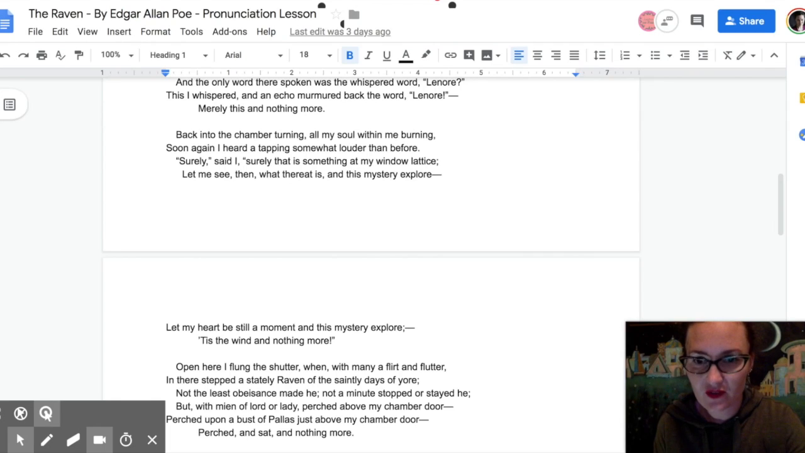And pardon the space here. This belongs to the same stanza. Back into the chamber turning, all my soul within me burning. Soon again I heard a tapping, somewhat louder than before. Surely, said I, surely that is something at my window lattice. Let me see, then, what thereat is, and this mystery explore. Let my heart be still a moment, and this mystery explore. 'Tis the wind and nothing more.